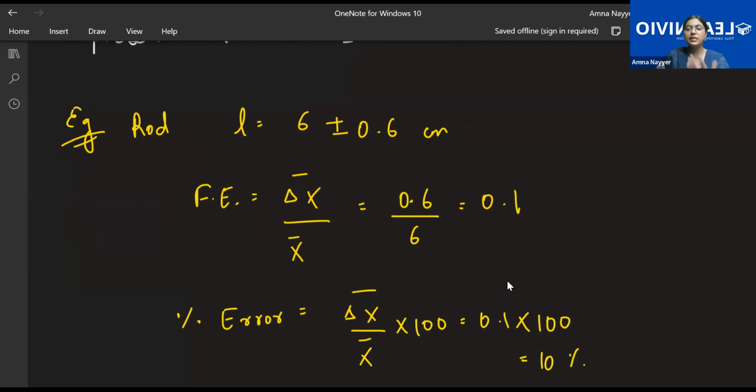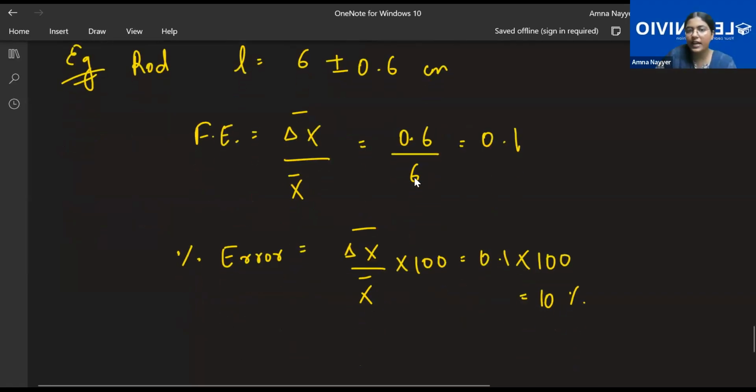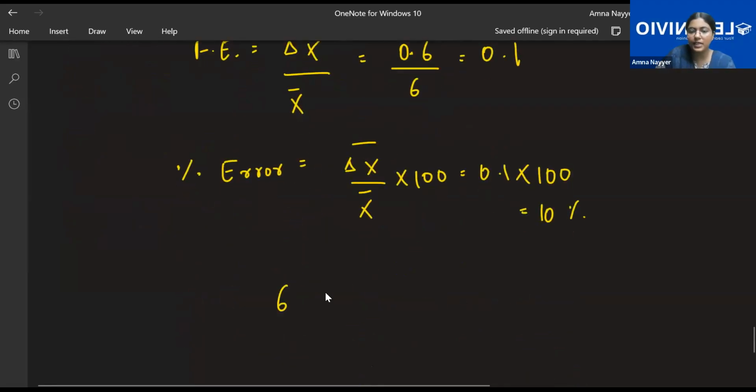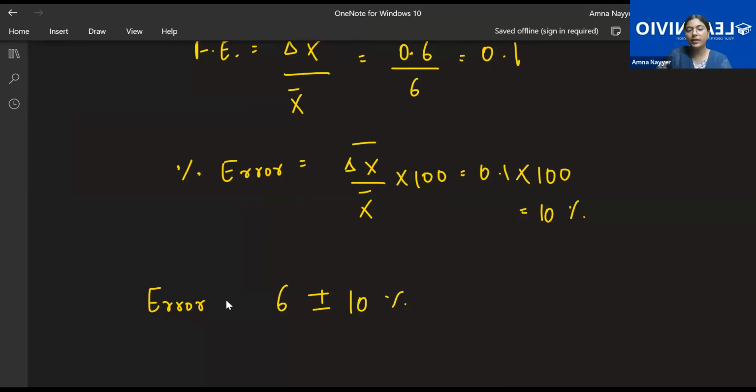Now, how will I represent this error? This was in terms of x bar and delta x bar. Now I want to represent it in terms of the percentage error. So finally, x bar was 6, so it will be 6 plus minus, what's the percentage error? 10%. This is the answer.